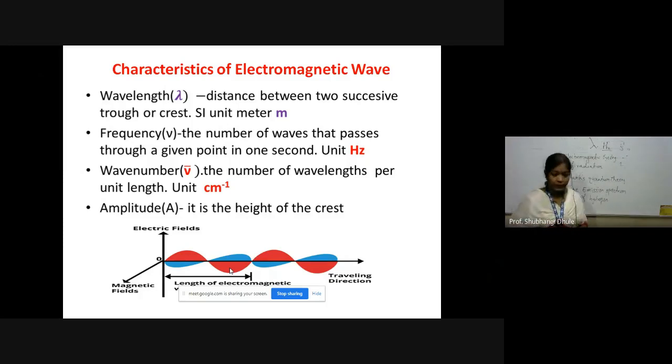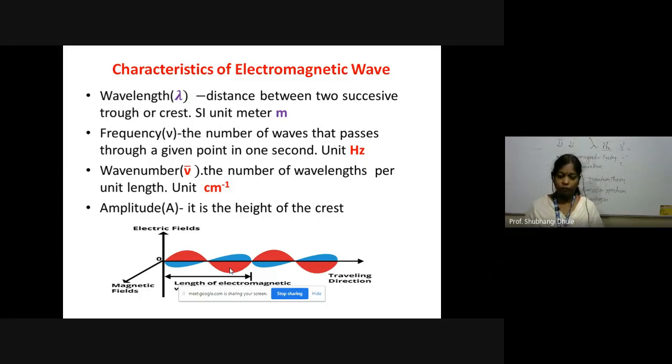Next is called the wave number. We are also going to use this wave number. The wave number is denoted by nu bar, which is also a Greek letter. So frequency is nu, a Greek letter, and the wave number is nu bar.